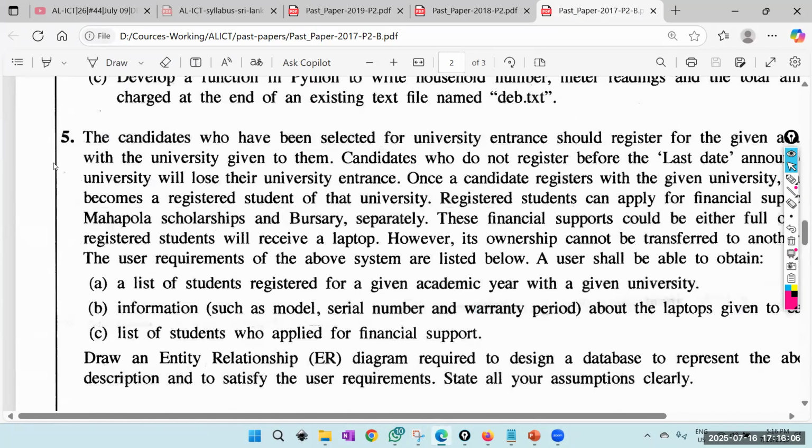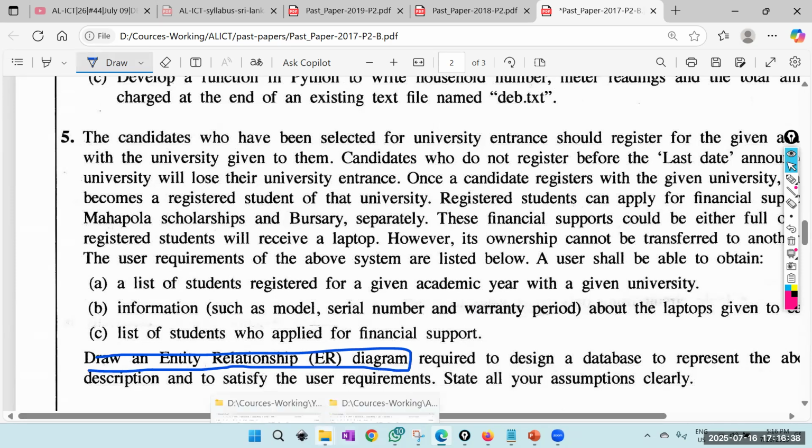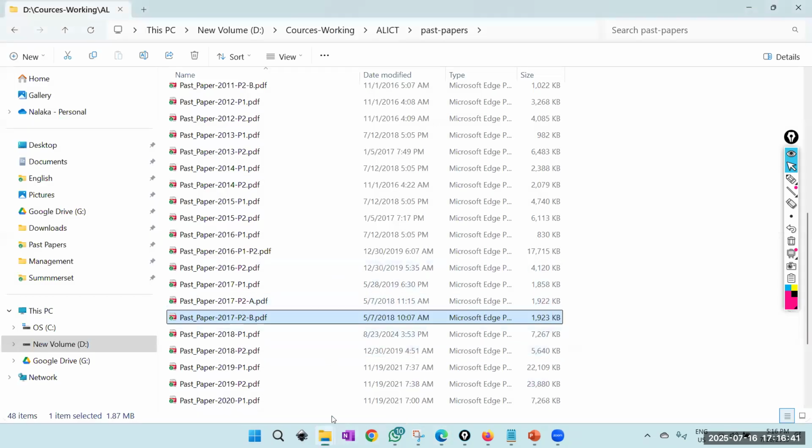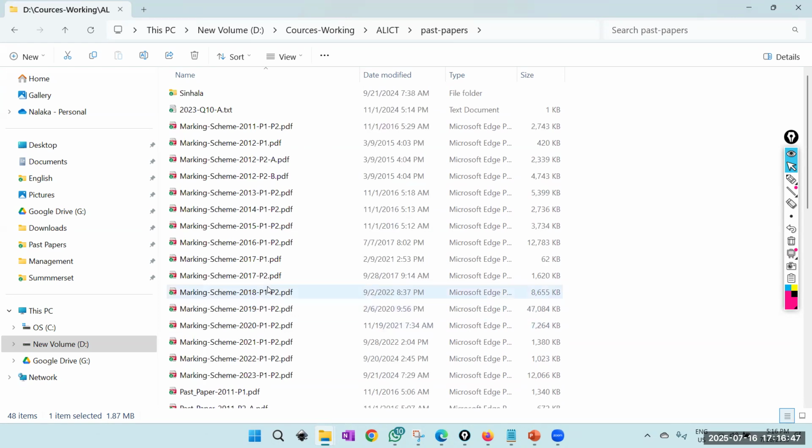You can see here, this is the scenario. The candidate who have been selected to university entrance should register for the given blah blah blah. Right. Then they talk about the scholarship, Mahapola scholarship, bursary, blah blah blah. And also students are given laptops by the government, blah blah blah. Right. So then they say draw an ER diagram. You can see, draw an ER diagram. That is your question. That's all, nothing else. So now let's see the answer of that question also, because I want to prepare you for that kind of challenges. Right. Say the marking scheme.